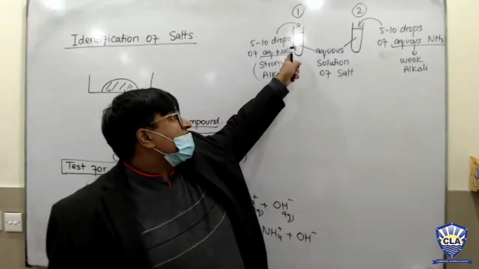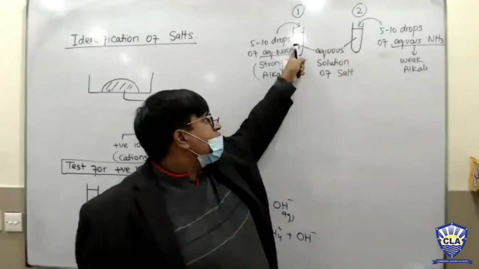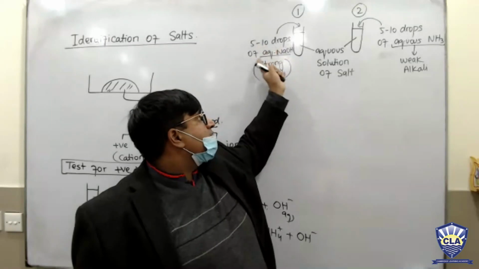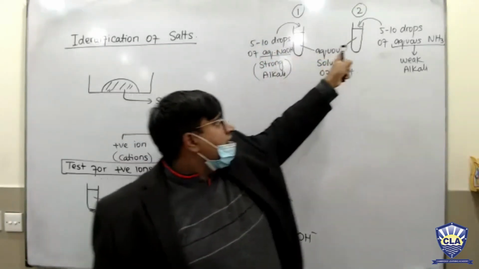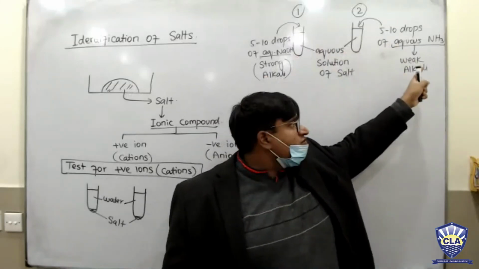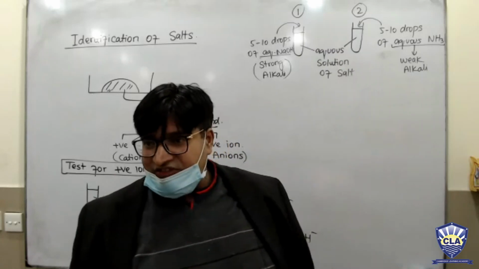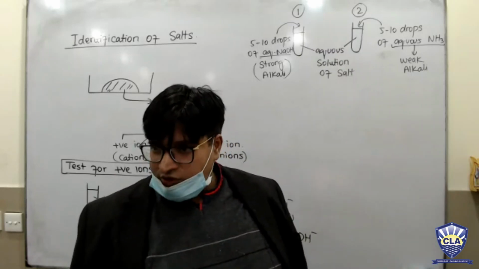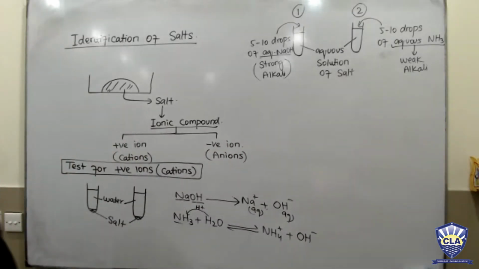Now you should name it as test tube 1. This is test tube 2. In test tube 1, you should add 5 to 10 drops of aqueous sodium hydroxide, which is a strong alkali. In test tube 2, add 5 to 10 drops of aqueous ammonia, which is the weak alkali. Okay. So the details of these things we will discuss inshallah tomorrow. If you want to take a screenshot or copy it, you can.